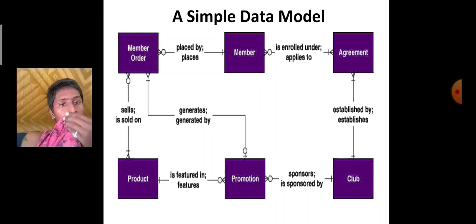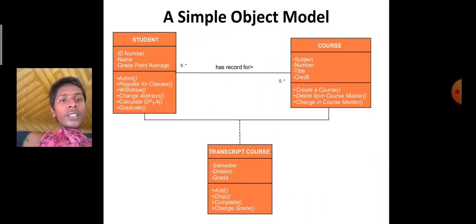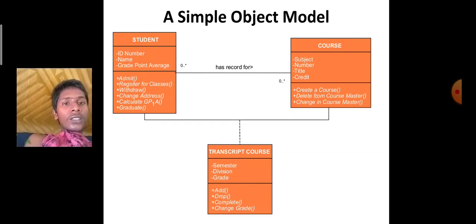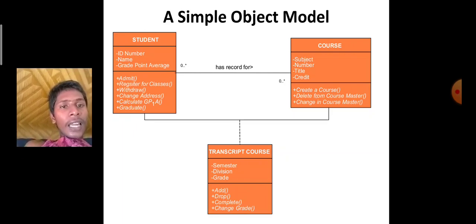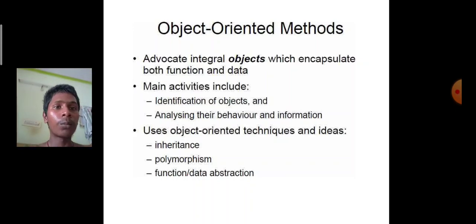Promotion is the future in futures; product sales is sold on, generates, generated by. A simple object model: student with ID number, name, grade point average; operations admit, registration for classes, withdraw, change address, calculate GPA, graduate. A student has a record for a course: subject, number, title, credit; create a course, delete from course master, change in course master. Transcript: course, semester, division, grade; add, drop, complete, change grade.